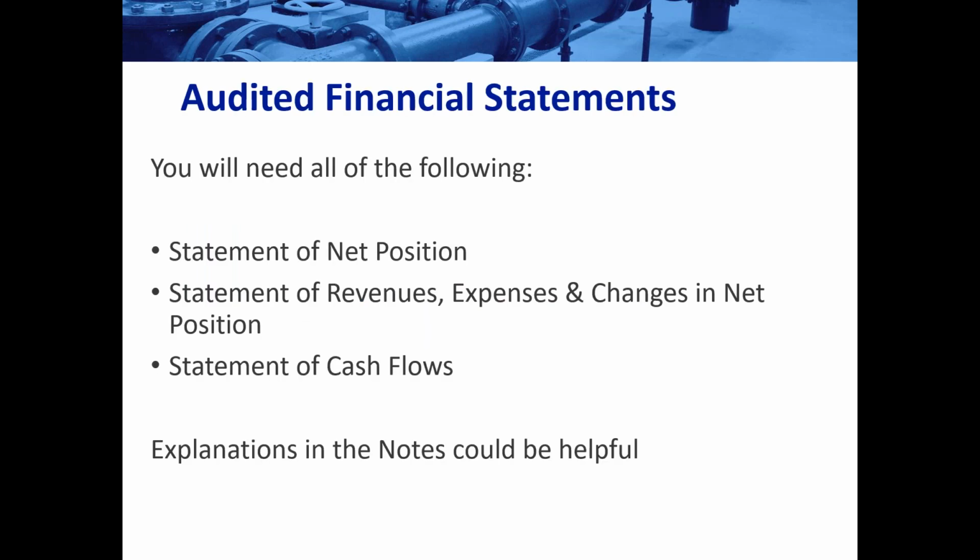So I'm going to skip this poll because we just asked one. But for audited financial statements, there are many sections in the audits, and there are three particular statements that you should look at in order to get the data to calculate these metrics. The statement of net position, statement of revenues, expenses, and changes in net position, and then statement of cash flows.